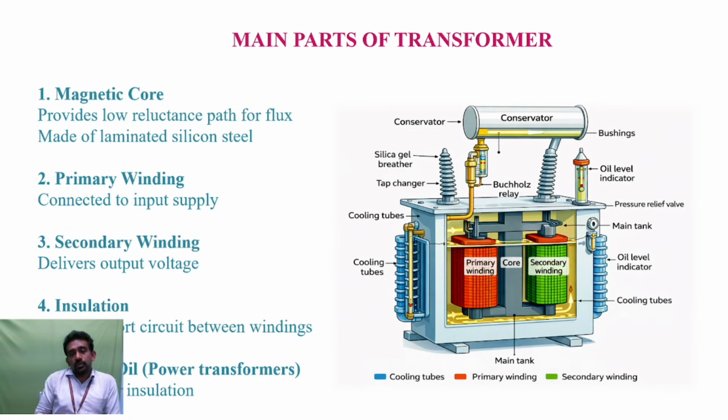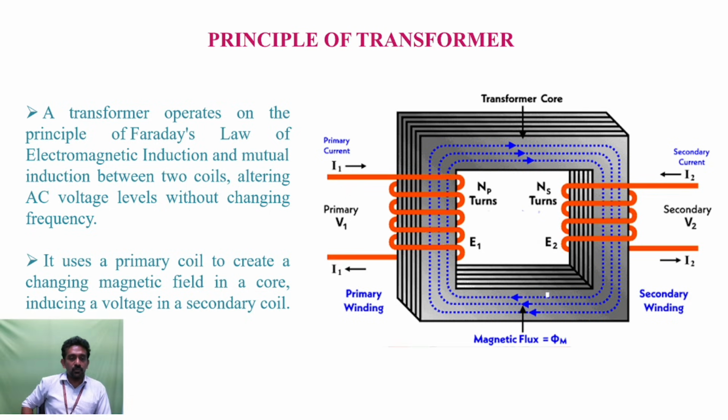So this air circulation induces some amount of moisture, and there is some amount of dirt, and both things are being reduced and filtered by means of a silica gel breather, whose prime purpose is to reduce the water content at the point. Next, the principle of transformer.